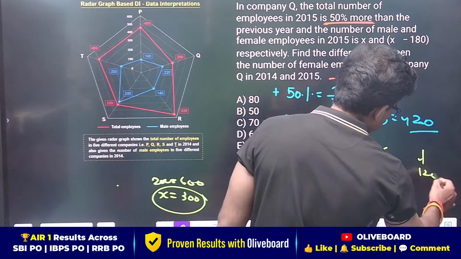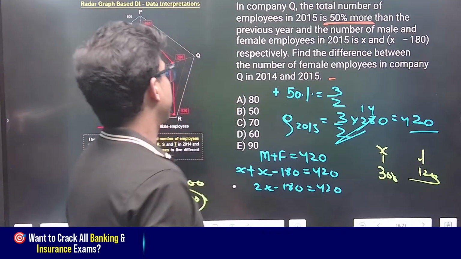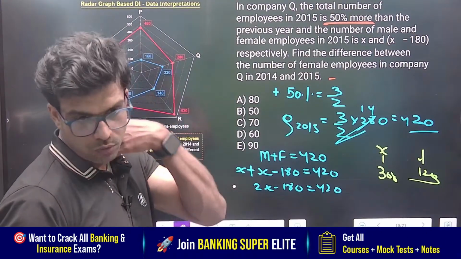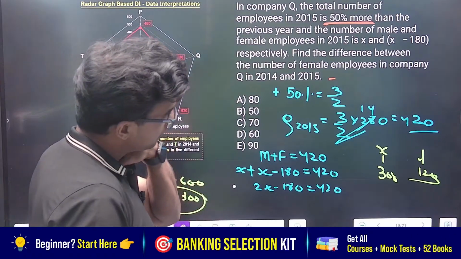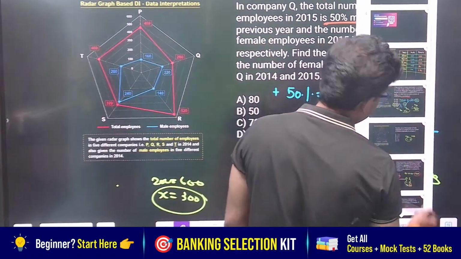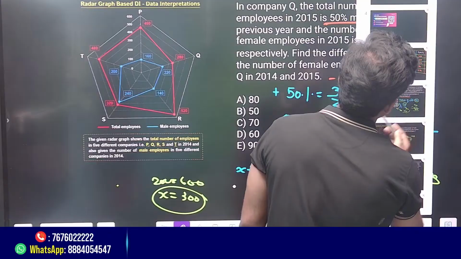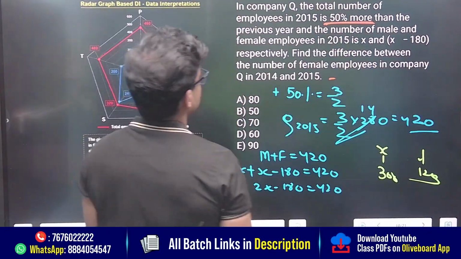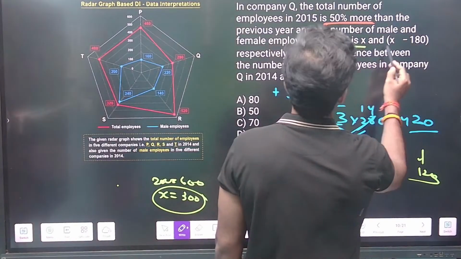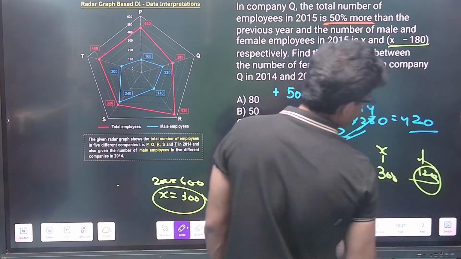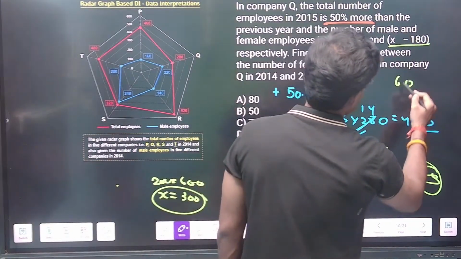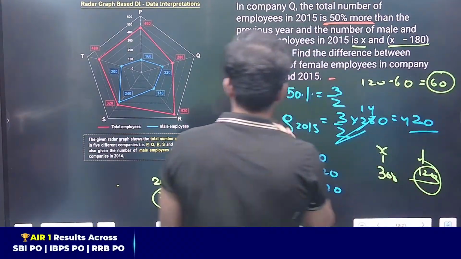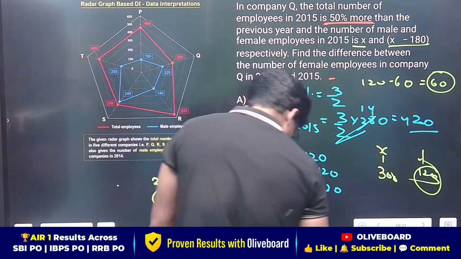They're asking what? Find the difference between the number of female employees in company Q in 2014. 2014 female Q is 60, and here this is male and this is female. So this 120 is the female. So 60 difference. 120 minus 60 is 60 only. So my answer is basically option number D.